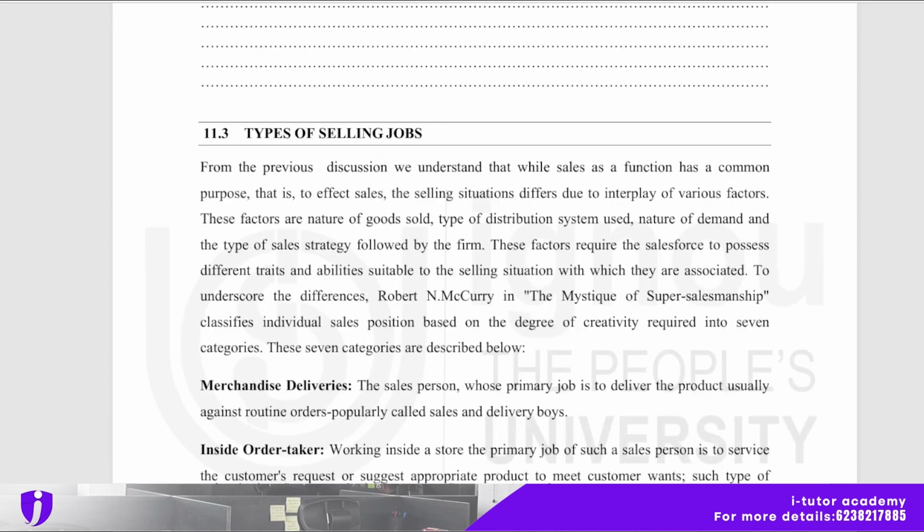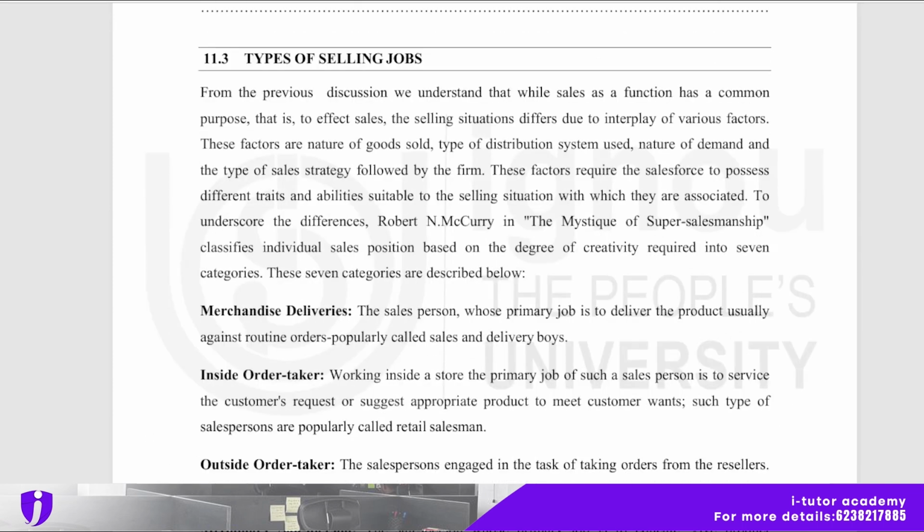And the next one is type of selling job. So let's see the type of selling job. From the previous discussion, we understand that while sales as a function has a common purpose, all of you know what is sales. All salesmen and sales girls come to our homes for selling products, and it's a part of MBA training also, right?